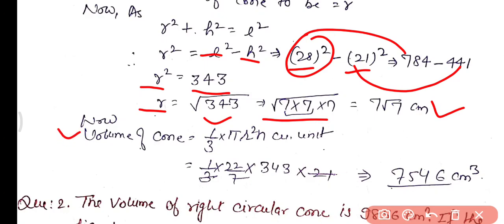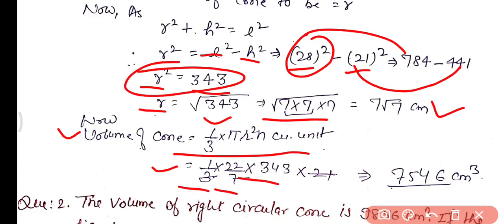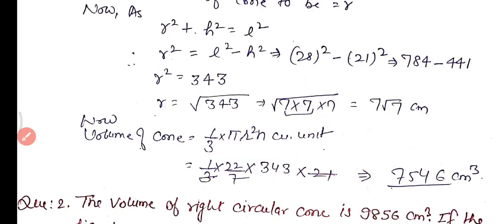So now the volume of the cone. Volume of the cone will be 1 by 3 pi r square h. Put all the values here, 1 by 3, pi 22 by 7, and r square you can see directly from here, that is 343, and h is 21. So 7 3s are 21 will be cancelled here. So now 22 into 343 will be 7546 centimeter cube, and this is all about question number 1. So now proceed to question number 2.